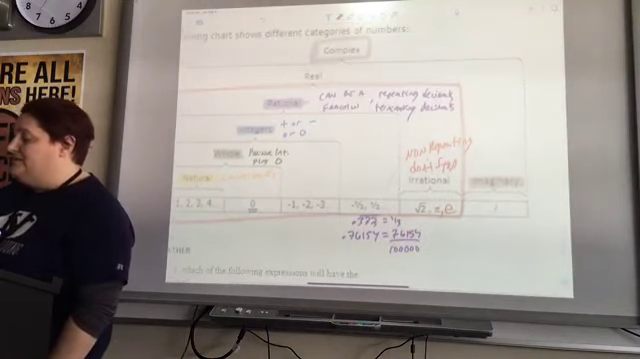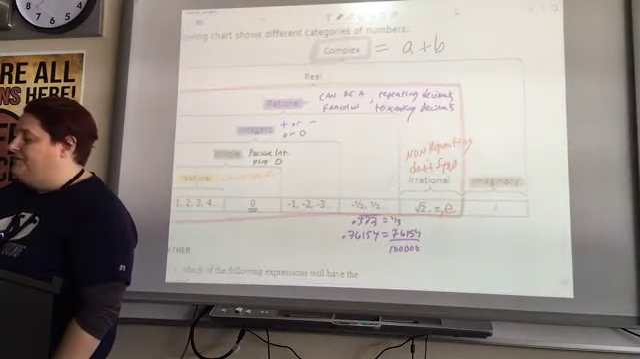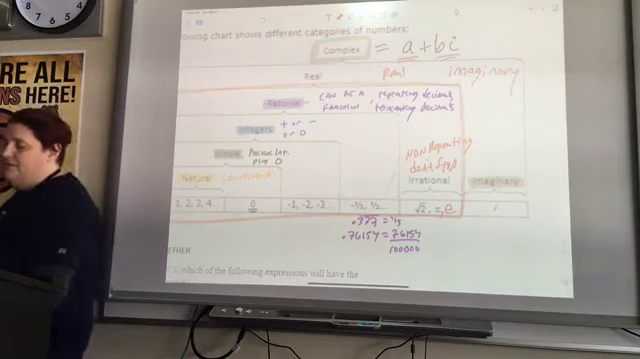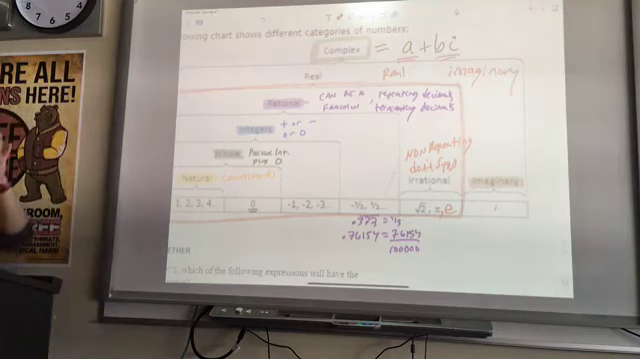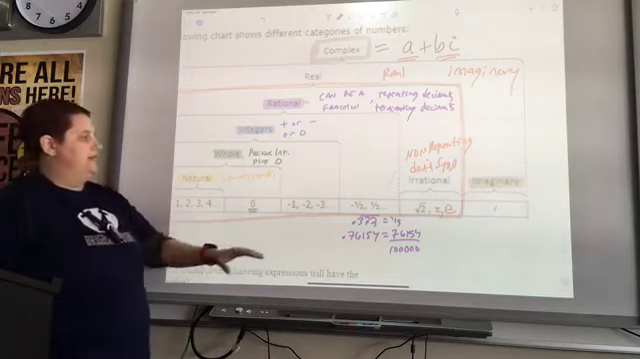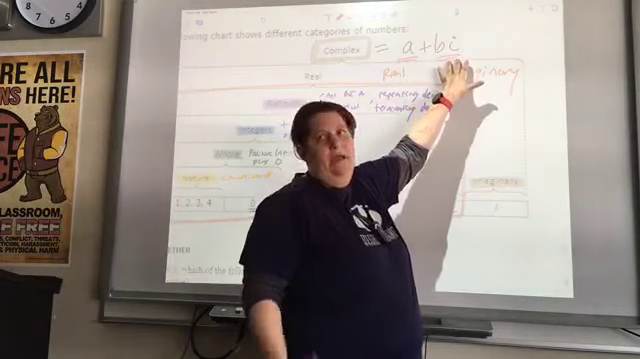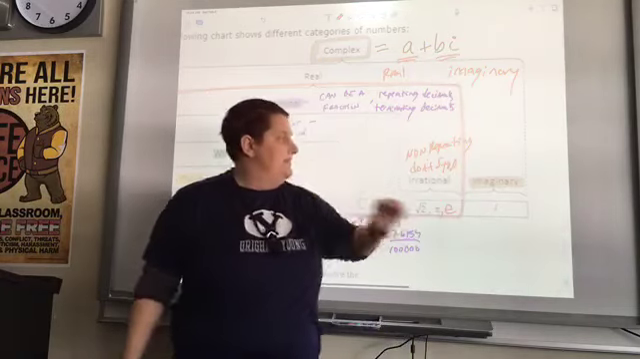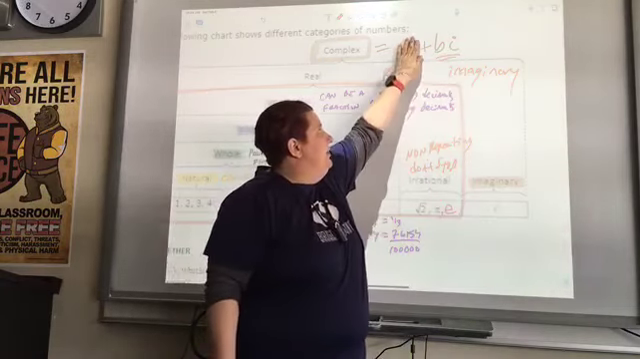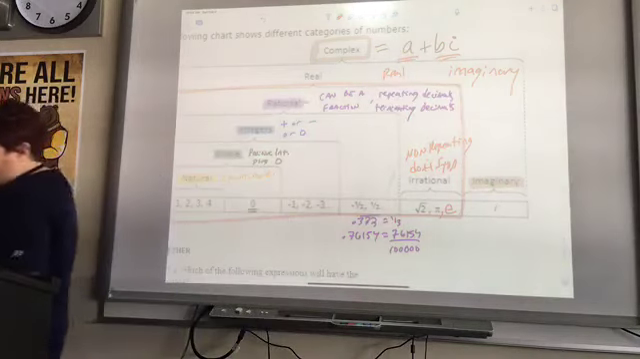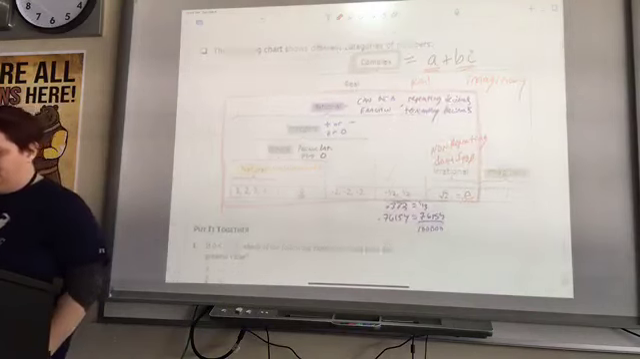Okay, the complex number system consists of a plus bi, where a is the real part and bi is the imaginary part. And the reason that real numbers are also complex, for example the number -3, is a complex number because it's -3 plus 0i. We take away the imaginary part, and complex is putting them together. Does that make sense?